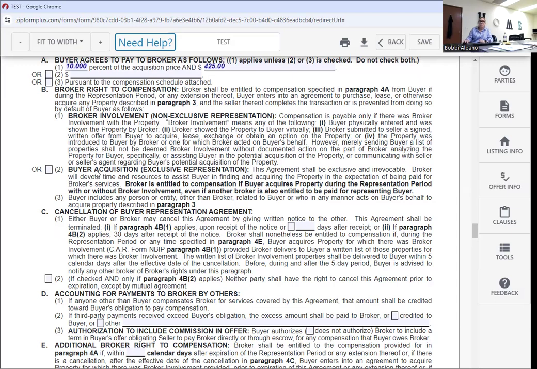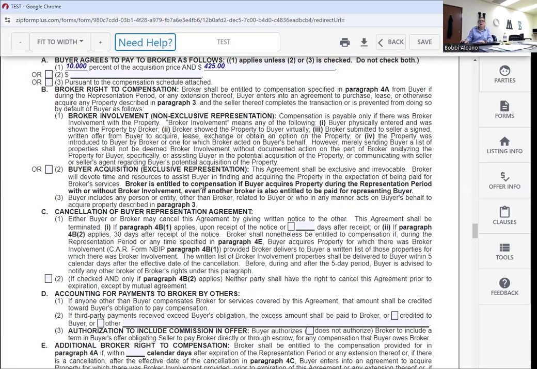So number two, buyer acquisition in an exclusive representation. This agreement shall be exclusive and irrevocable. Broker will devote time and resources to assist buyer in finding and acquiring the property in the expectation of being paid for broker services. Broker is entitled to compensation if broker acquires property during the representation period with or without the broker involvement, even if another broker is entitled to be paid for representing the buyer.